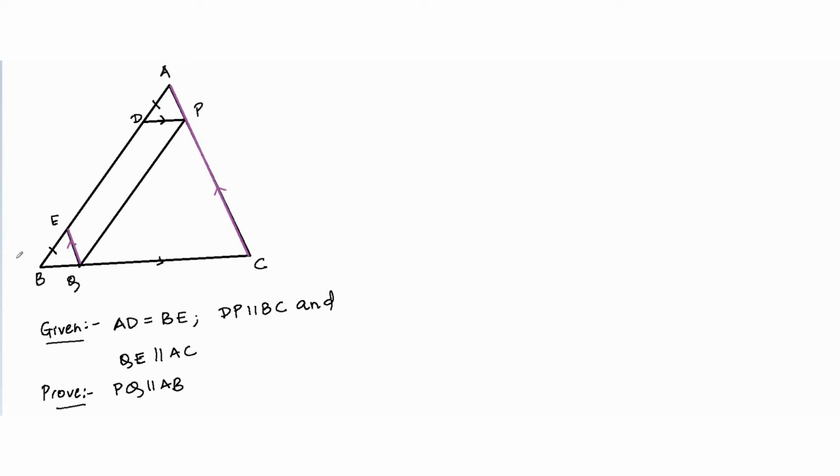We know that DP is parallel to BC. So I can say that in triangle ABC, I know that DP is parallel to BC, which means that AD upon DB is equal to AP upon PC, right? And this is by basic proportionality theorem. So let's mark this with the first equation.